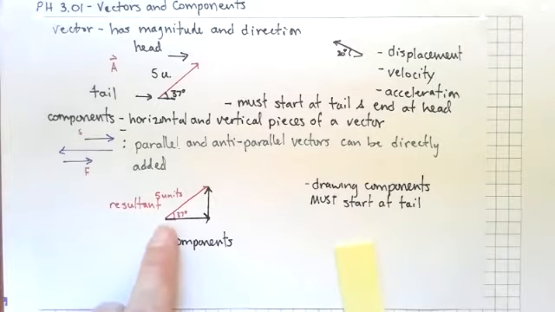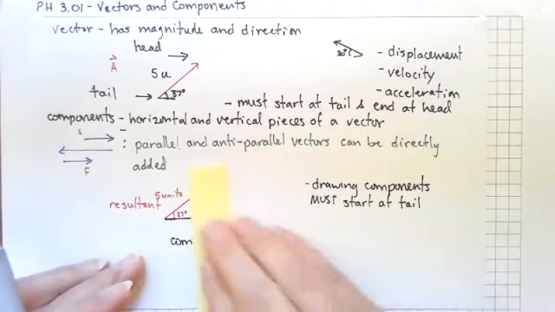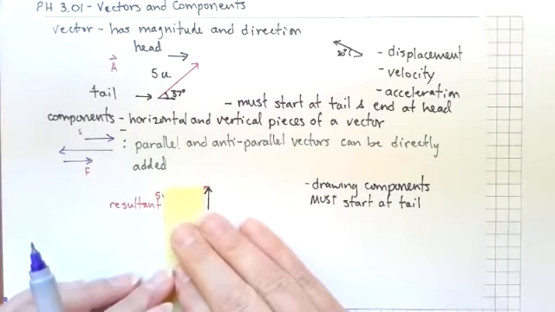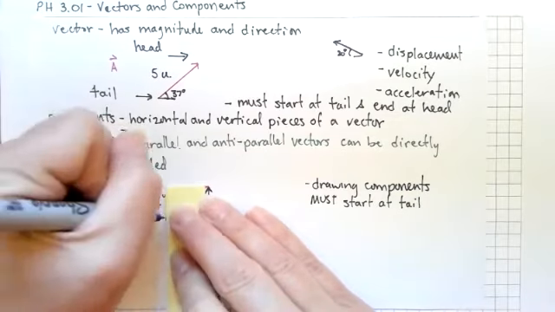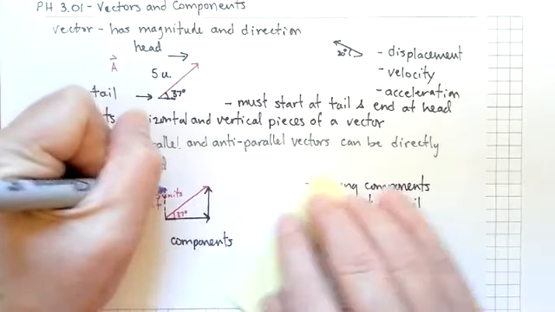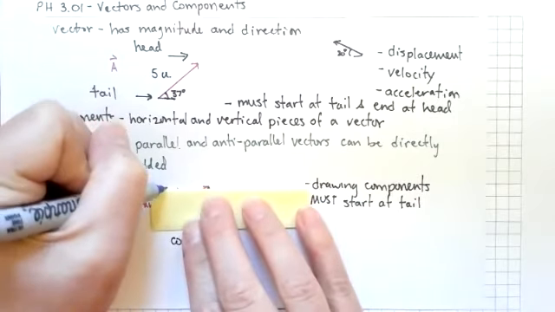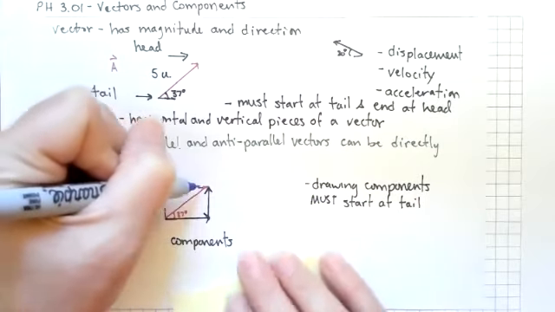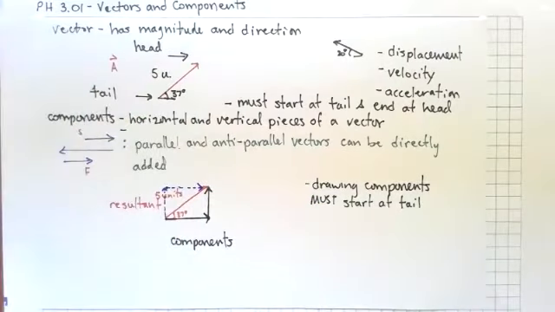Does that mean I have to go horizontal to vertical? No. If you draw in, and I'm going to do this with a dotted line, I'm going to pick a different color. I could go vertical first. I could do that, and that's okay. But you have to start at the tail and end at the head.